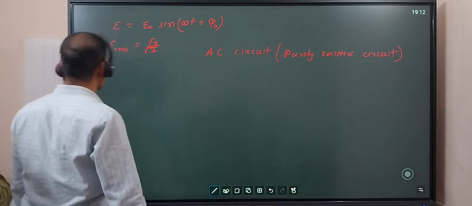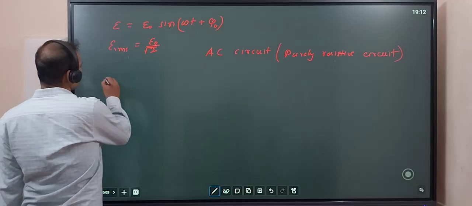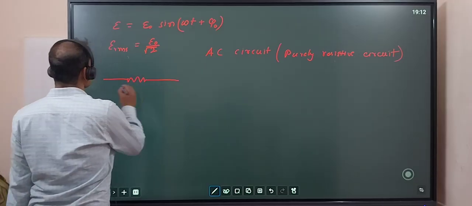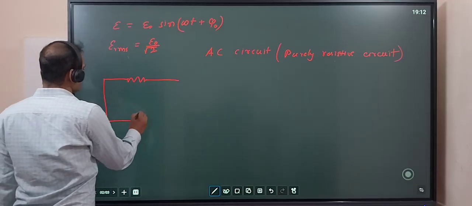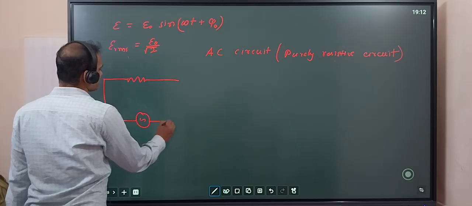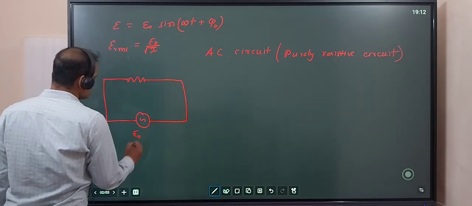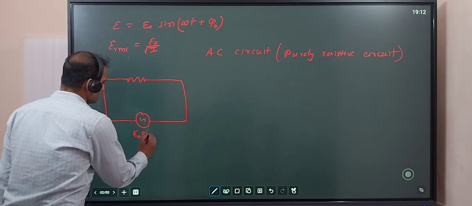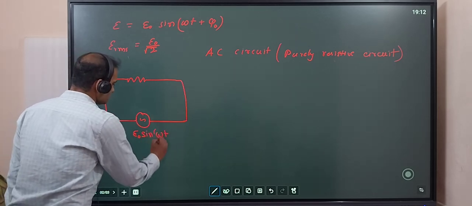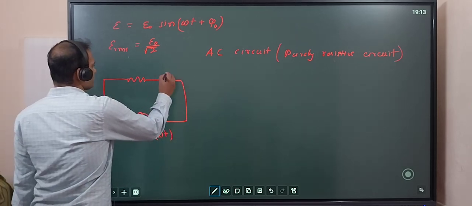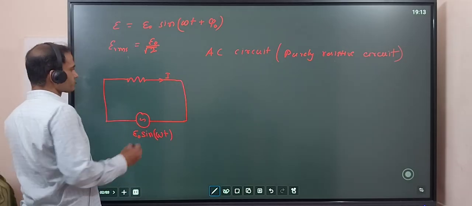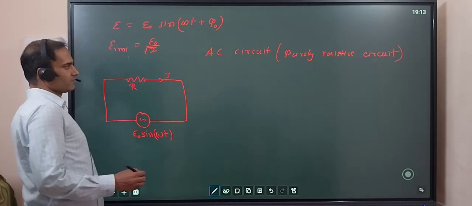This is the simplest, okay? So what we have is a resistance, and we have a source of EMF. The source of EMF, I am showing it, is E naught sine omega t. And what we have to find is I. We have a resistance R.